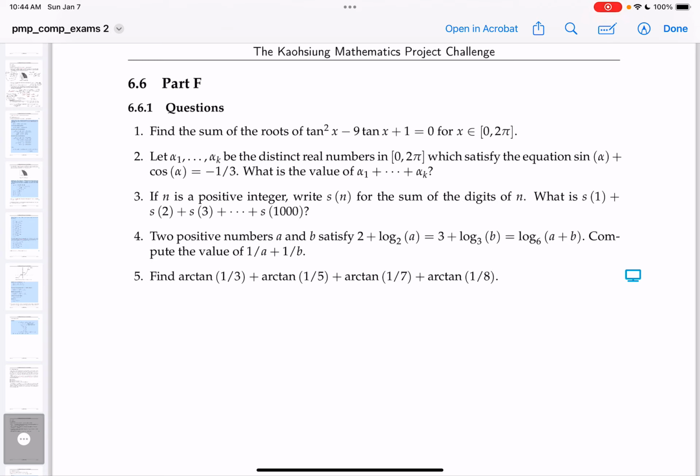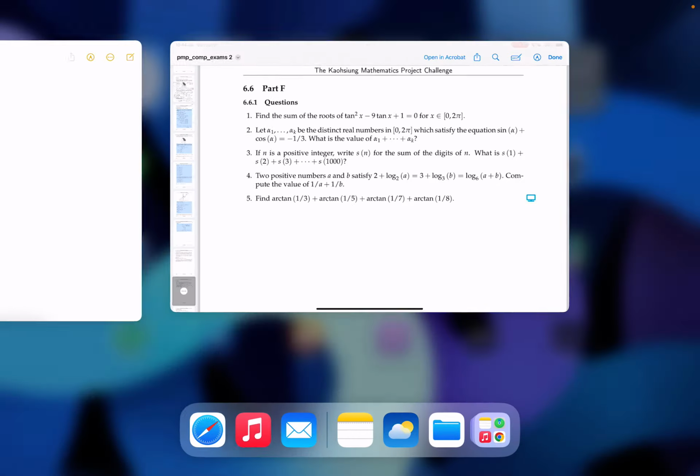Okay, for number one, it says find the sum of the roots. This is a trigonometric equation, it's tangents, and they want the roots only between 0 and 2 pi. All right, so let's go to the whiteboard, and I'll go through my strategy for doing the problem. It may differ from other people, though.